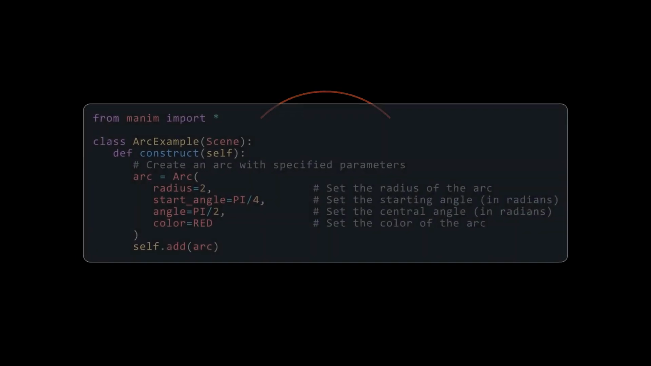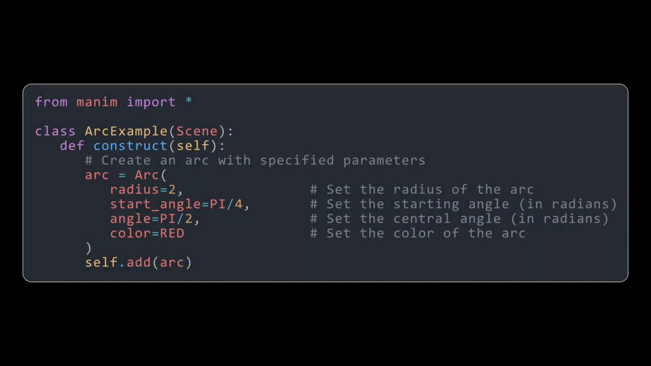Now, let's explore the creation of an arc in Manim with specific parameters. Here is the code with detailed parameter definitions for creating the arc. In this code snippet, we import the Arc class from the Manim library. Inside the construct method, we create an arc object named arc. We specify various parameters such as radius, start_angle, angle, and color. These parameters control the size, position, and appearance of the arc.